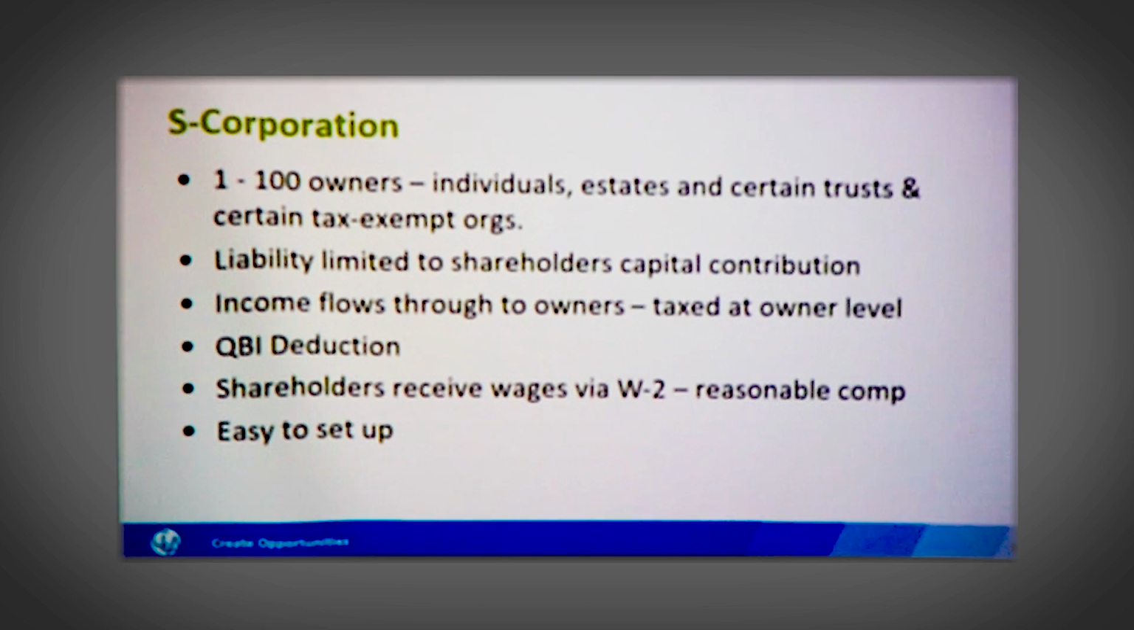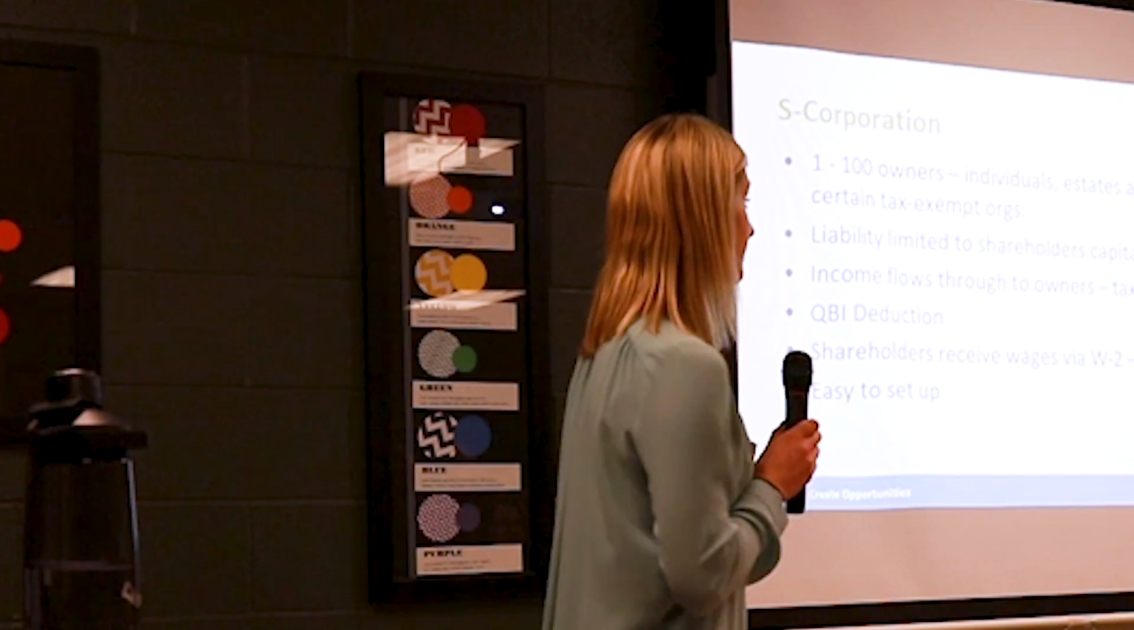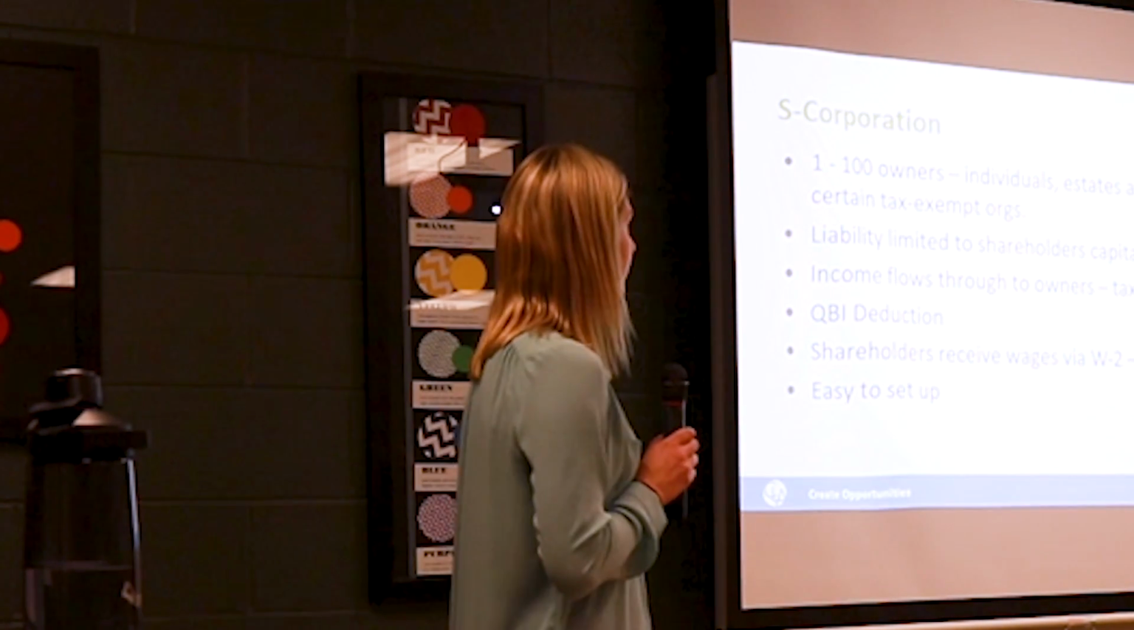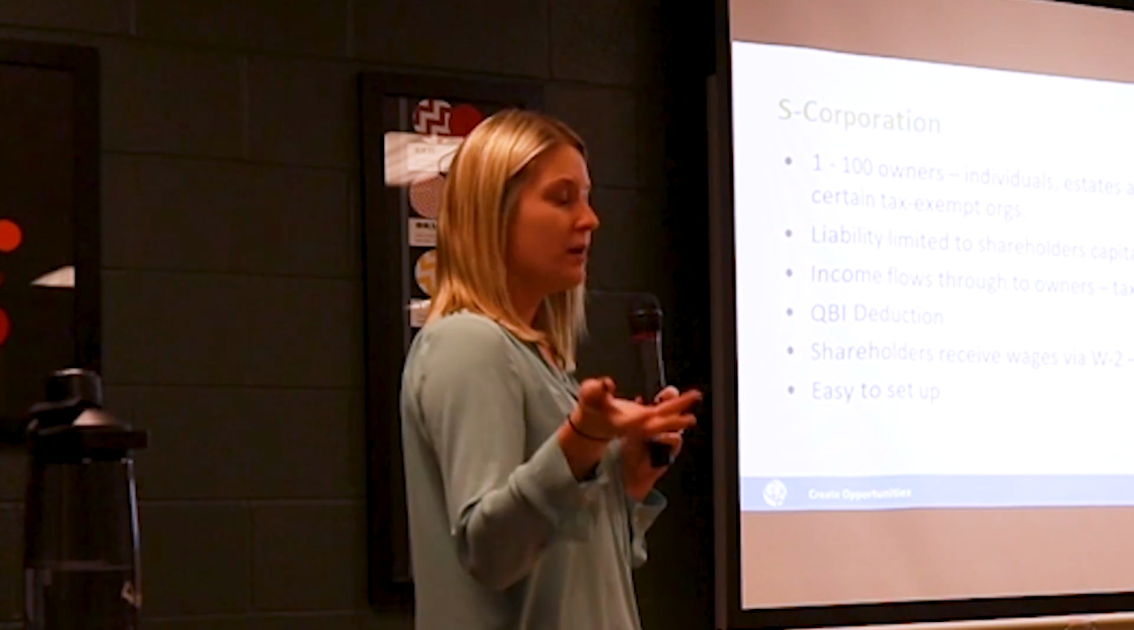So then an S corporation, you can have 1 to 100 owners. It is limited to certain types of owners, so only individuals, estates, trusts, things like that can own it. So like a partnership can't own an S corporation, which can be a common entity structure under some other things. The liability would typically be limited to how much money that shareholder puts into the company. And here the income is going to flow out to the owners of this S corporation.